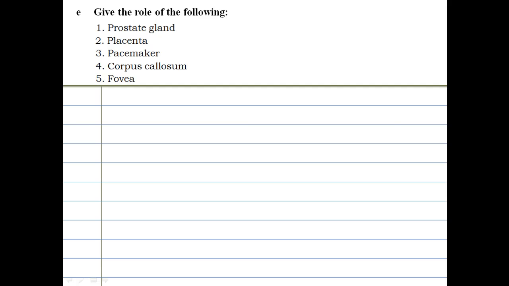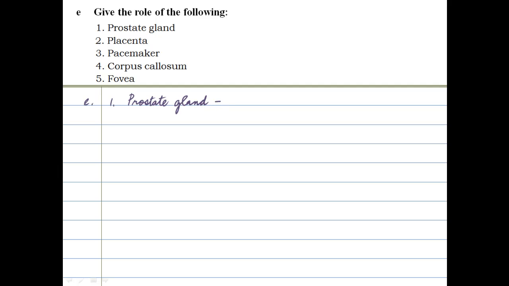It says give the role of the following, or in other words, what is the function of the following. Now when you're doing something like this, the most common mistake is people just put down the functions directly. But always, to make it a little more helpful for the teacher who's correcting it, you put down the question there and then put down the role.